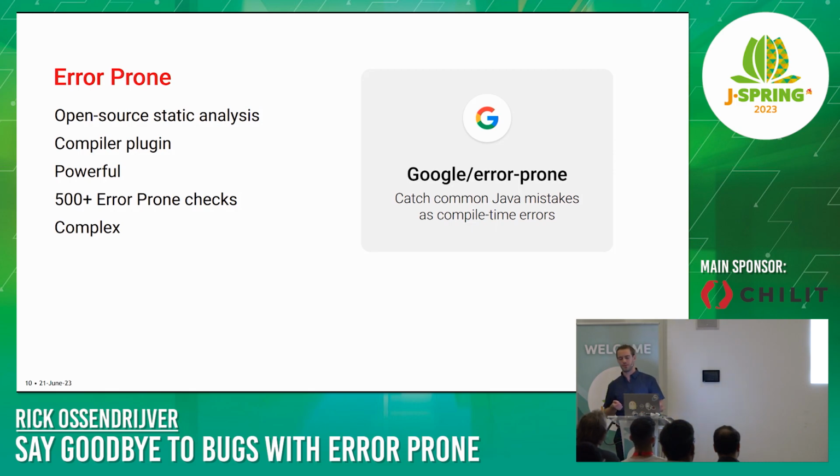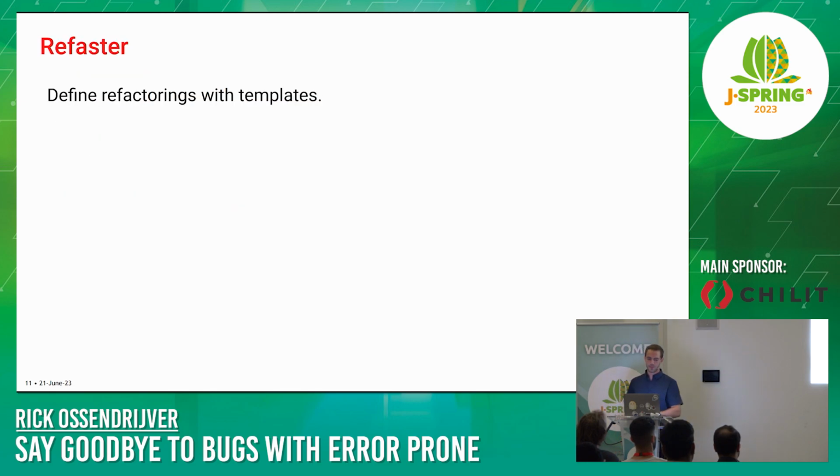Because, for those of you who know, you have to work with the abstract syntax tree, and that can be quite complex. But the people at Google thought about this, and they created another tool on top of ErrorProne. That tool is called Refaster. Refaster is a tool with which you can specify refactorings using before and after templates. In the before template, you specify what code you want to match, and in the after template, you specify what code you want to rewrite that to.